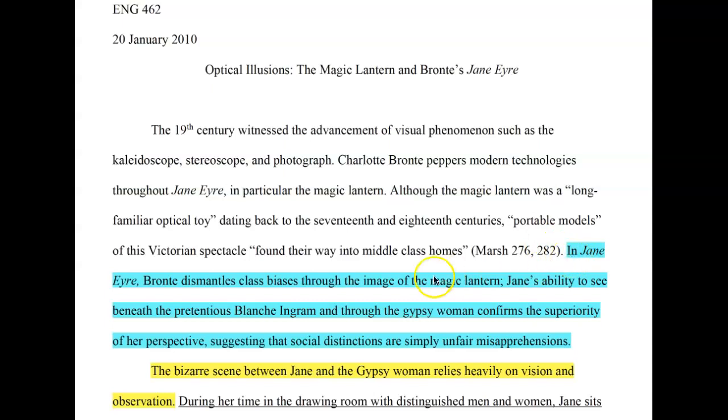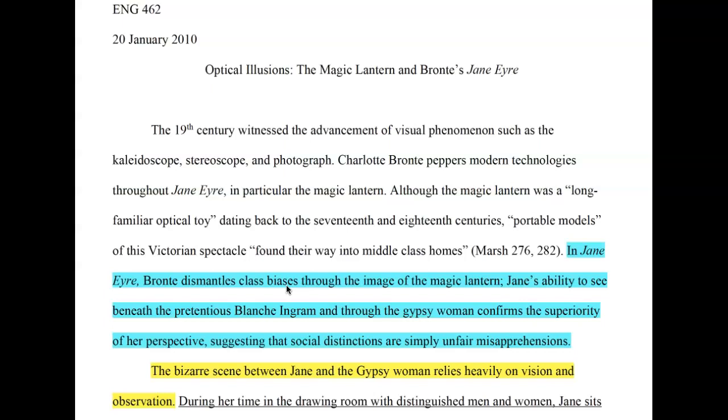In Jane Eyre, Bronte dismantles class biases through the image of the magic lantern. Jane's ability to see beneath the pretentious Blanche Ingram and through the gypsy woman confirms the superiority of her perspective, suggesting that social distinctions are simply unfair misapprehensions.